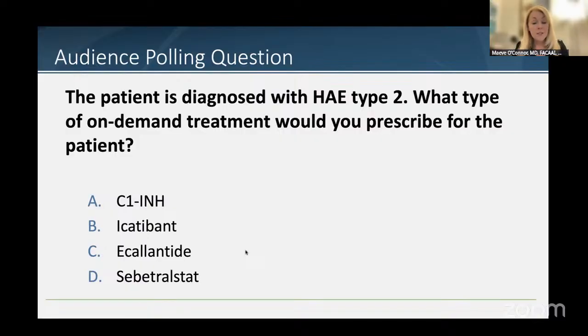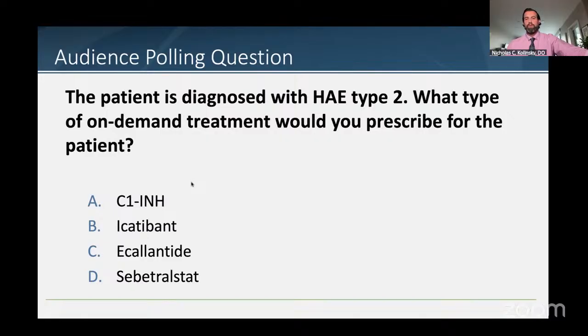Okay, so it looks like the majority, half, 50% want D, sebetralstat. I stopped and thought about how to say it. And then 25% want icatibant and 25% want ecallantide. Nobody wants C1 inhibitor. Dr. Kalinsky, any comments on that?